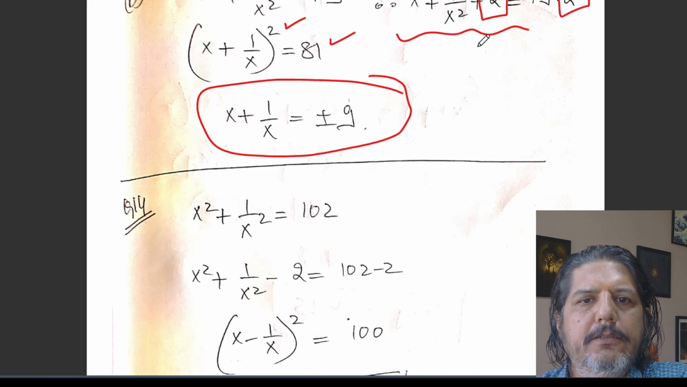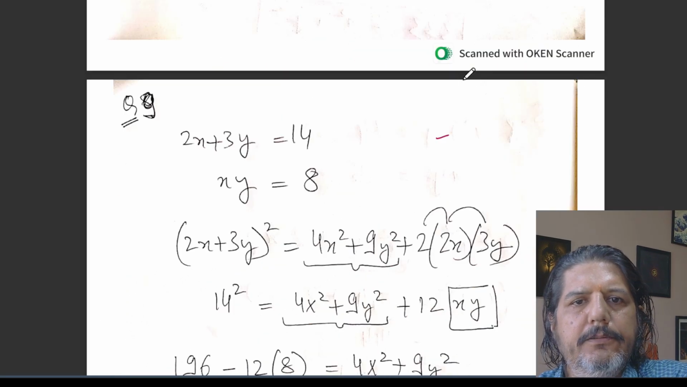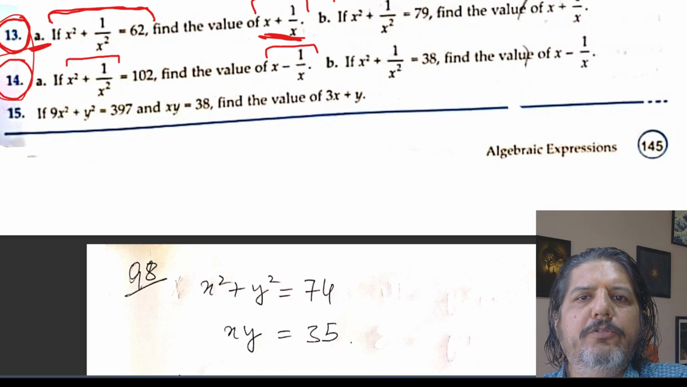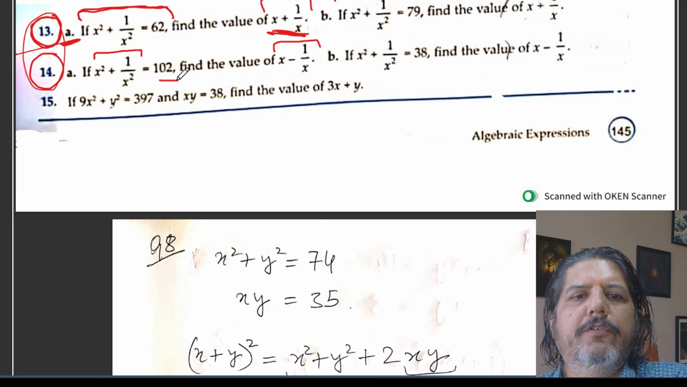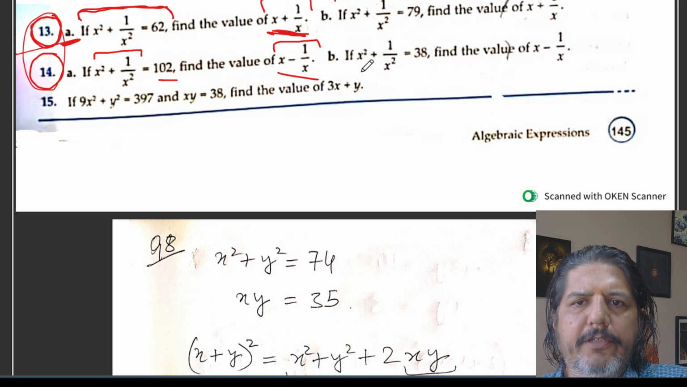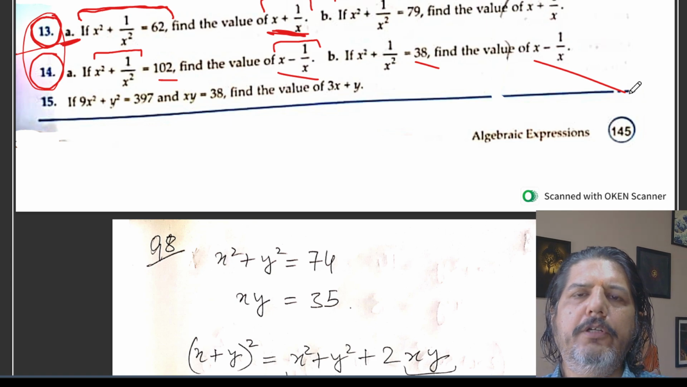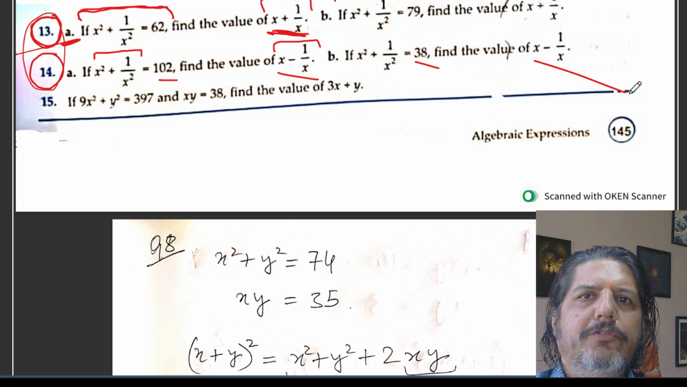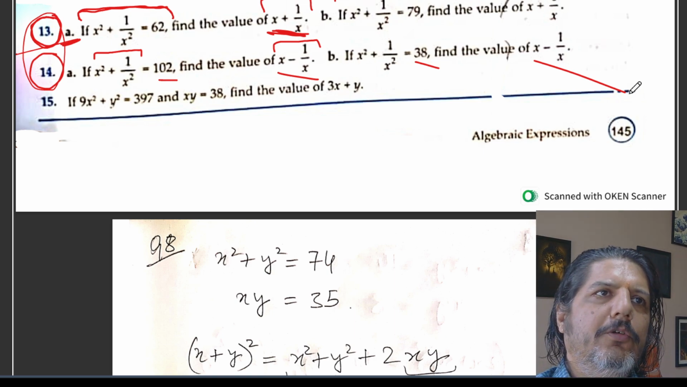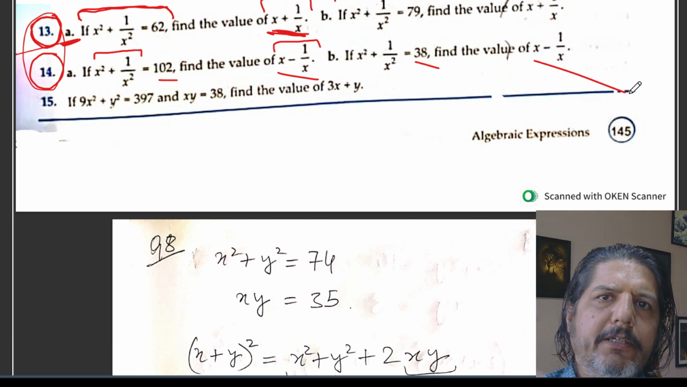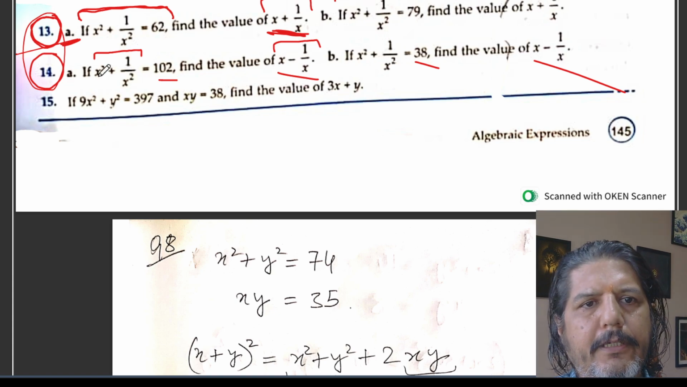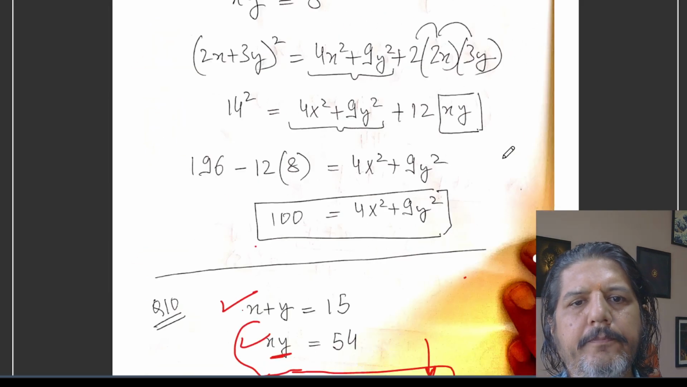And let's look at the 14th question. If x square plus 1 upon x square is equal to 102, find the value of x minus 1 upon x. If x square plus 1 upon x square is 38, find the value of x minus 1 upon x. So if you look at the question, you will get an idea of what kind of expansion we would be using. Will we be using x plus 1 upon x whole square, or will we be using x minus 1 upon x whole square? Just look at the question closely and you will get the hint in the question itself. So let's look at the solution of question number 14.